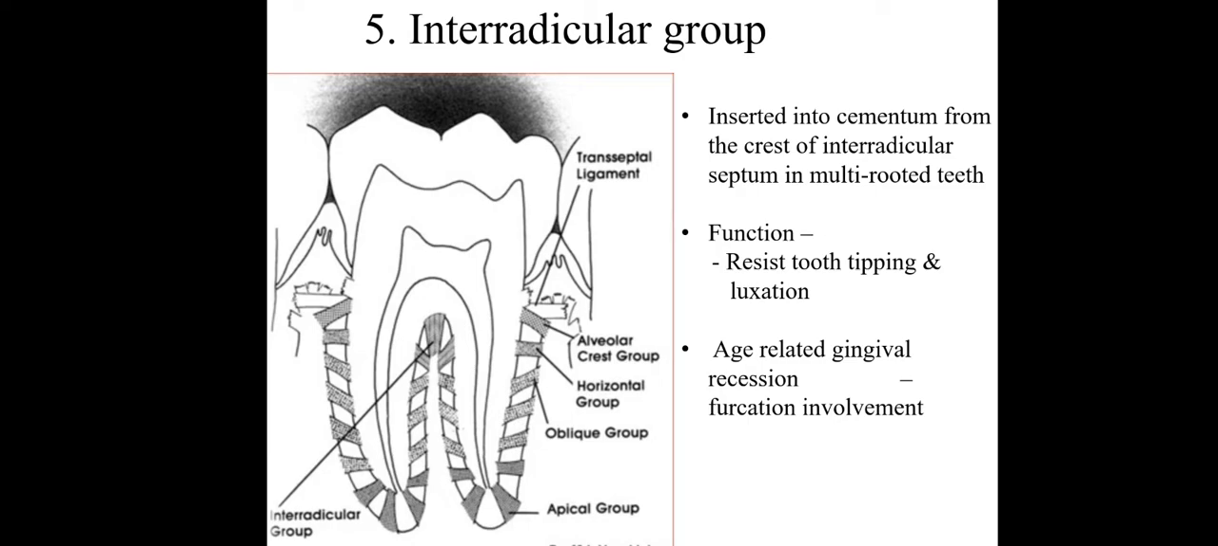So again, as you can imagine, they are found only in multi-rooted teeth, and their function is to resist the tipping and luxation of teeth within the socket. So those are the major groups of principal fibers: alveolar crest group fibers, horizontal group fibers, oblique group fibers, apical group fibers, and interradicular group of fibers.